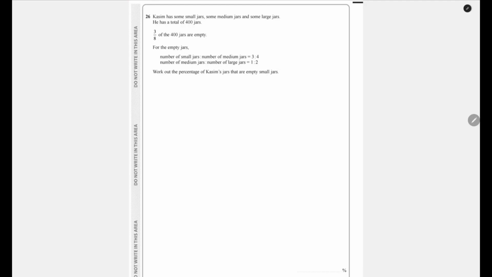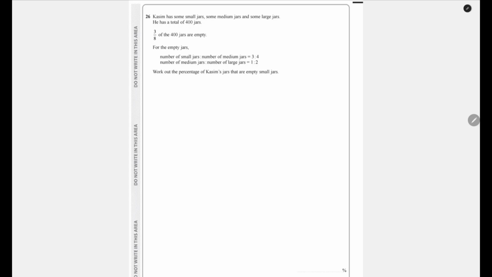Question 26 says, Kasim has some small jars, some medium jars, and some large jars. He has a total of 400 jars. 3/8 of the jars are empty. For the empty jars, the number of small jars to the number of medium jars is 3 to 4, and the number of medium jars to the number of large jars is 1 to 2. Work out the percentage of Kasim's jars that are empty small jars.